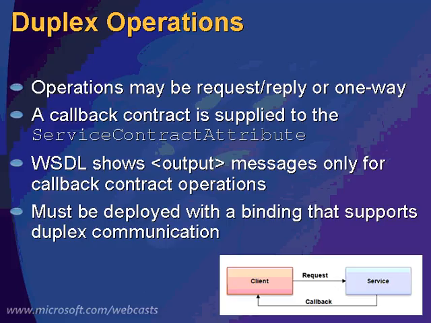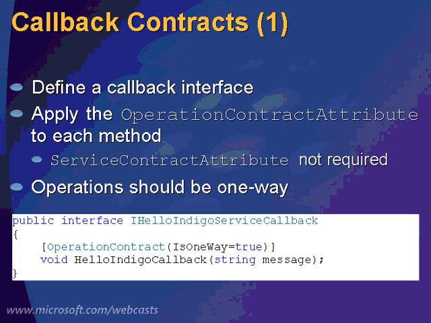The point is that a callback contract is a separate contract with a set of operations in it, which are messages the service might send to the client. And what will happen is the WSDL will show output messages for callback contract operations. And so it has to be deployed on a binding that supports duplex communication. Let's take a look at that.